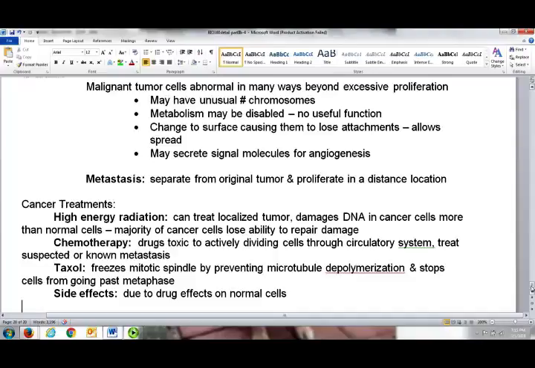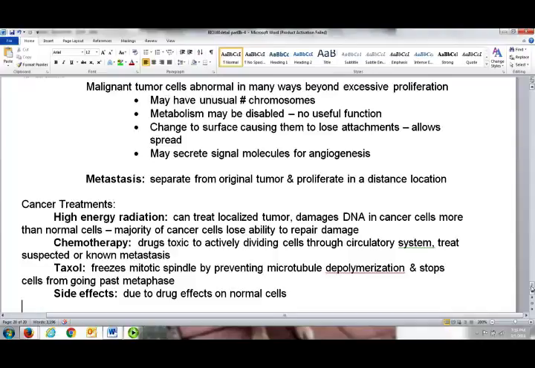Chemotherapy uses drugs that are toxic to actively dividing cells, and it spreads through the circulatory system. This is used to treat either known or suspected metastasis. So this will diffuse throughout the body, hoping to get any of those cells that may have spread around. Taxol is a drug that was actually developed from the yew tree, and it freezes the mitotic spindle by preventing the microtubule depolymerization. So it stops cells from going past metaphase. So it can be used in cancer treatments to try and stop and decrease cell division.